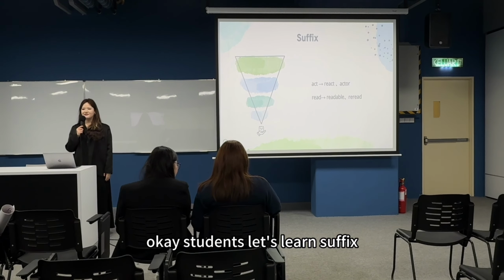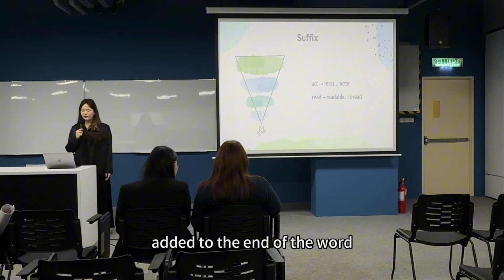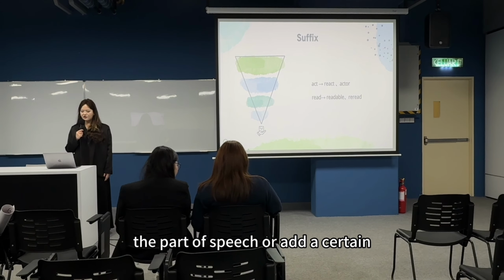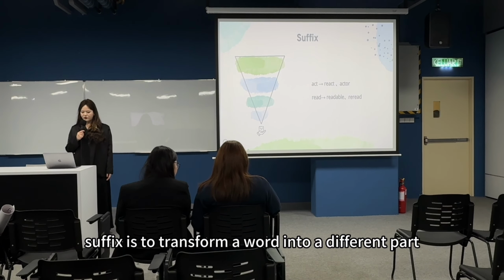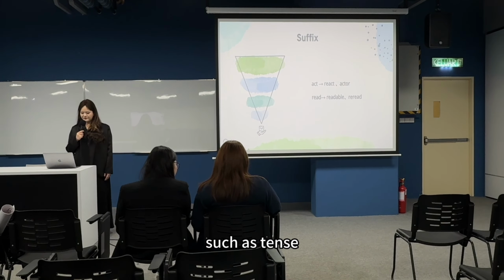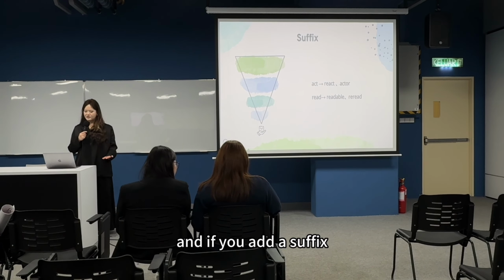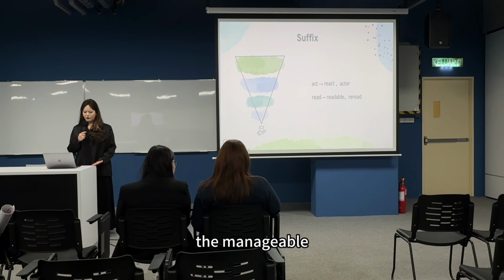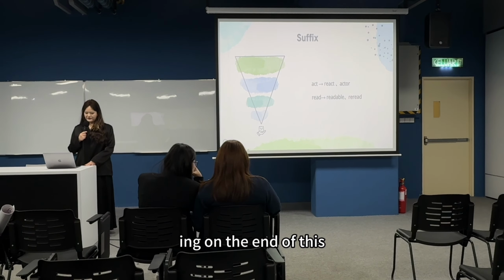Okay, students, let's learn suffixes. A suffix is a morpheme added to the end of a word, which usually changes the part of speech or adds certain grammatical functions. The role of the suffix is to transform a word into a different part of speech or add grammatical information, such as tense. For example, "able." If you add a suffix, it becomes "manageable," and you can add "ing" on the end of this.